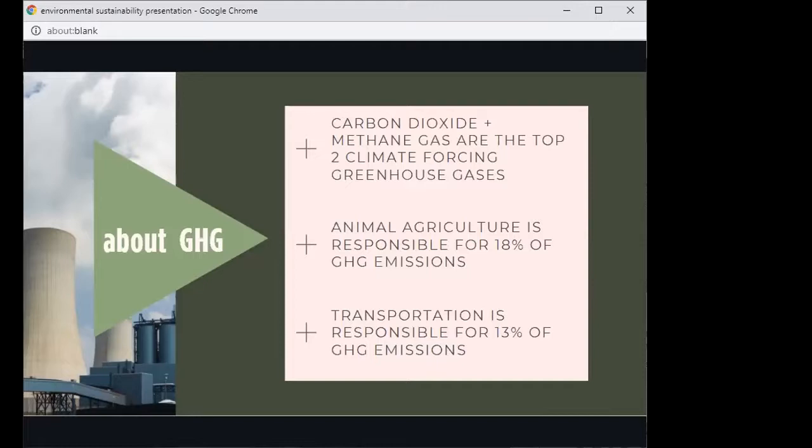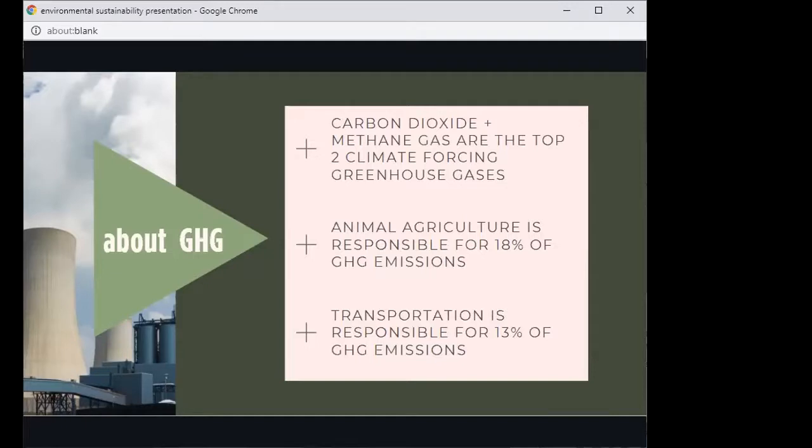First, the top two emission producers are animal agriculture. So that includes things like beef, dairy production, pork, chicken, etc. And then transportation. And this is really important when we're talking about transportation.